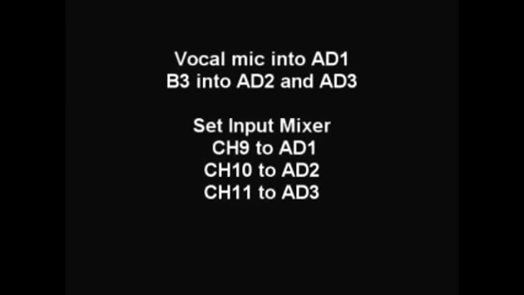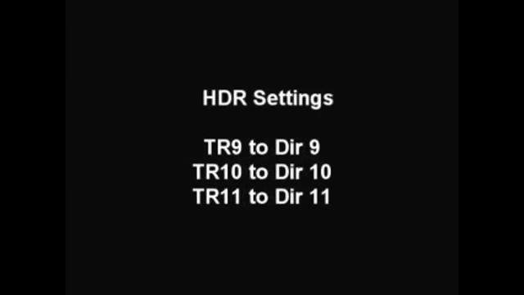With the basic tracks out of the way, it's time to overdub the vocals and the keyboards. Unplug everything and then repatch your vocal lead into AD1 and your B3 into AD2 and 3. In the Setup Patch In page, make sure that channel 9 of the mixer input assign is set to AD1, channel 10 is to AD2, and channel 11 is to AD3. Your hard disk recorder settings should be track 9 to direct 9, track 10 to direct 10, and track 11 to direct 11.